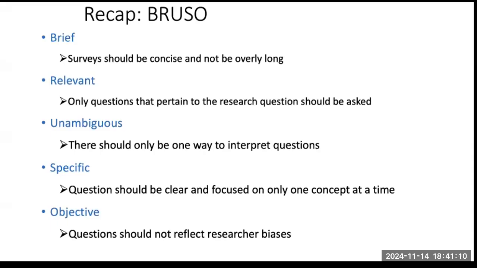Unambiguous: you shouldn't read a question and not be sure what it's asking. A lot of times it's those double-barreled questions that lead to things being ambiguous. So you want to be very simple and straightforward. Specific: the question should be clear and focused, only on one concept at a time. Again, avoiding that double-barreled situation or being too vague. And then objective, meaning the way you word things should not have those emotionally loaded words that try to direct people to answer a specific way. So those are the things with BRUSO. So any questions about this before we do some samples?